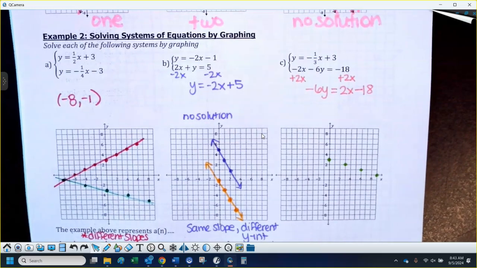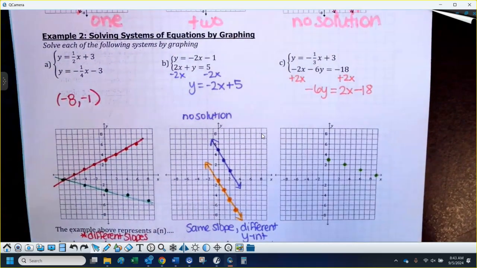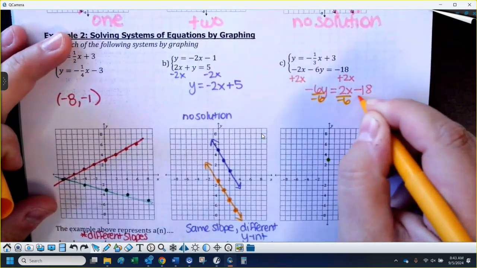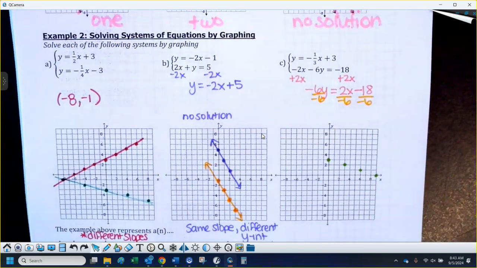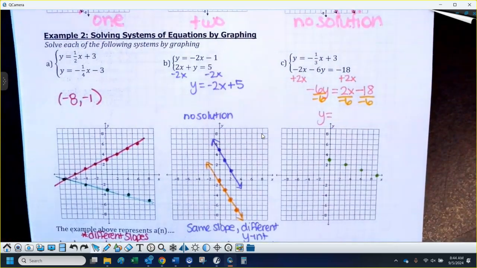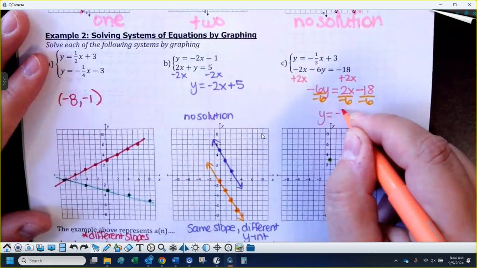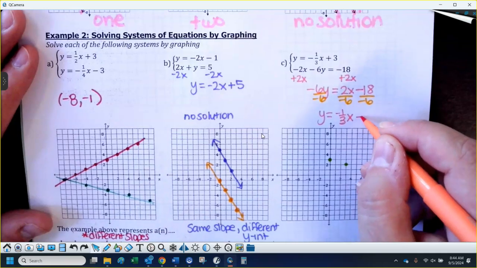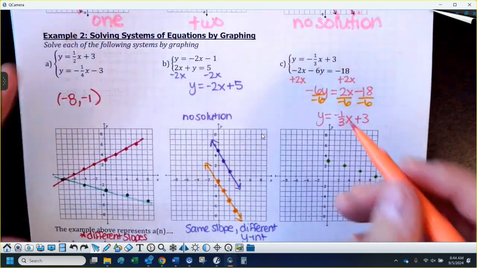Now, be careful with this. When you get y alone, you have to divide by 6, right? Don't forget, you have to do that to all 3 parts of this equation. You have to divide every single thing by 6. So, raise your hand and tell me, what is that going to simplify to be on that side? Hayden, what do you think? Yes. And what would your y-intercept be? Plus 3.